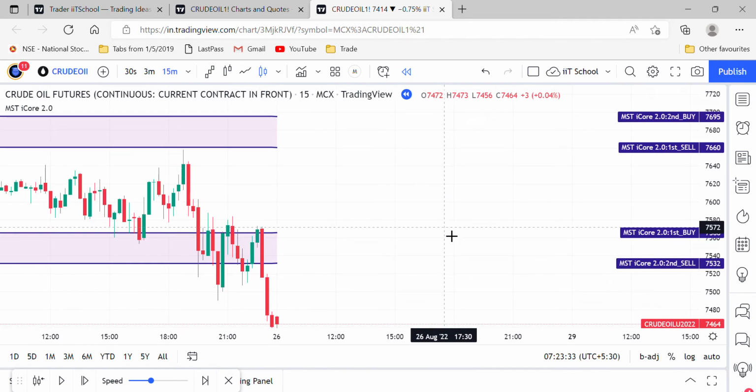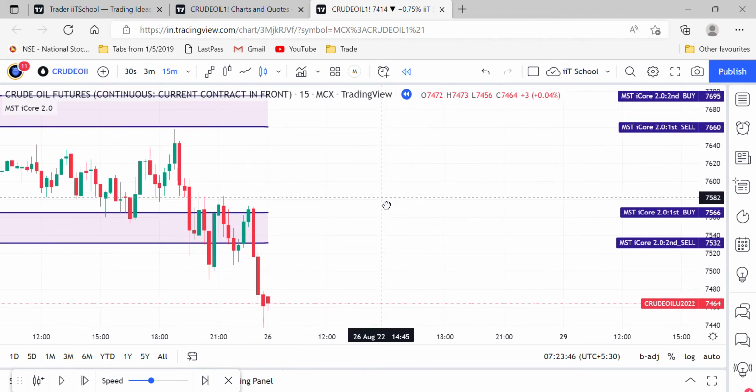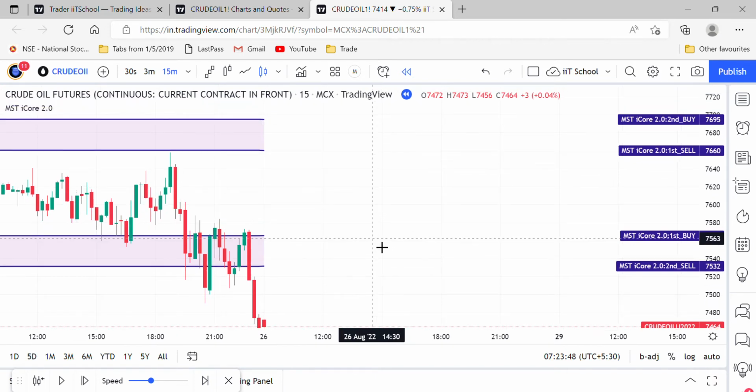Today I will release one more video about how we have to use our MST iCore 2.0 indicator. It is very simple. As you all know, we have been trading based on the 4-line strategy.